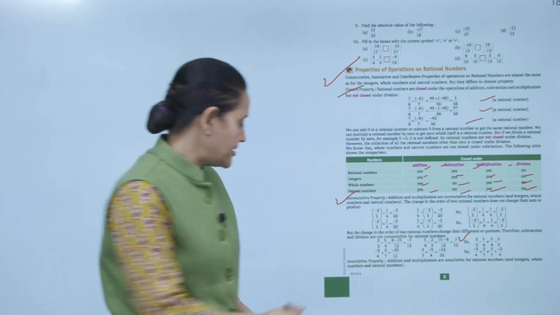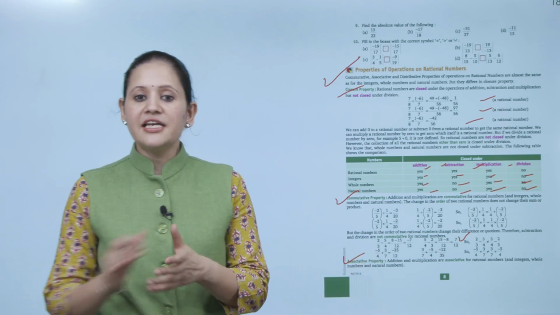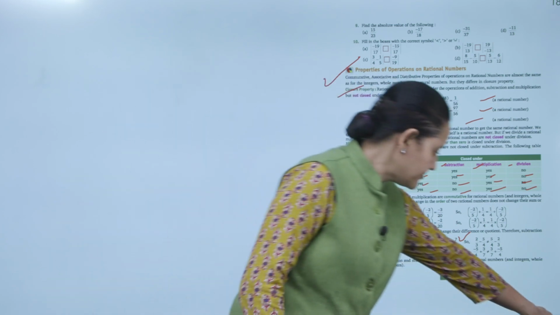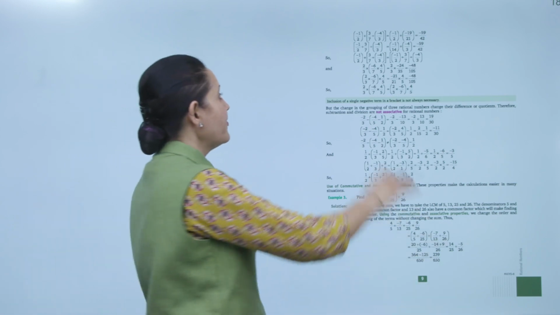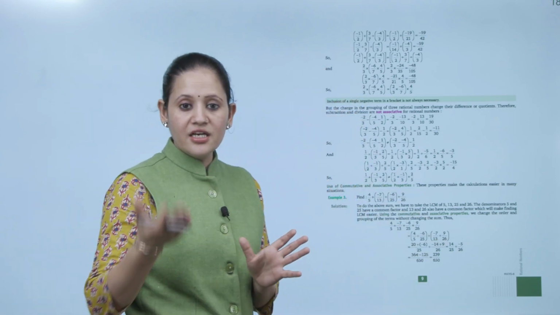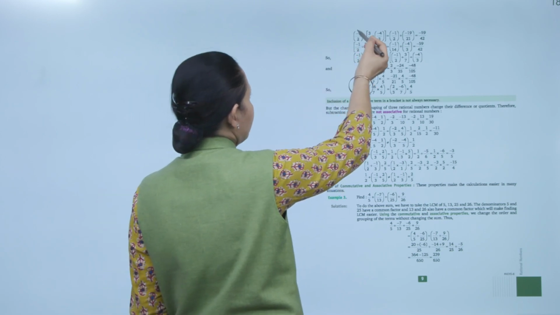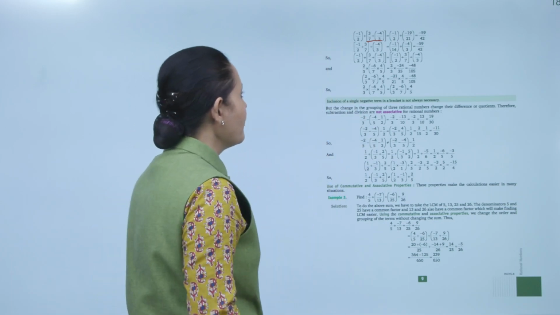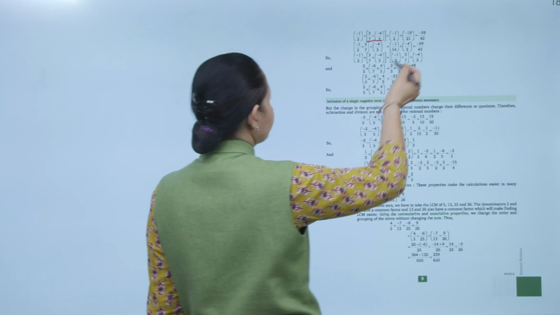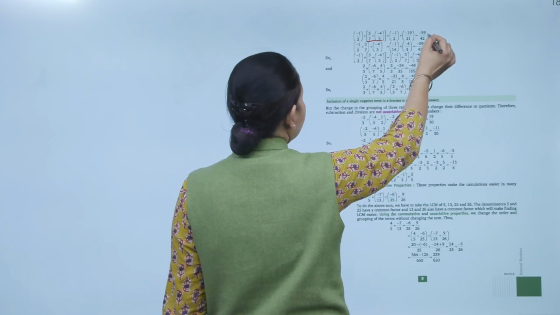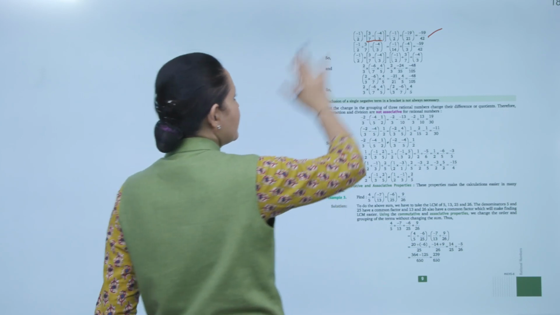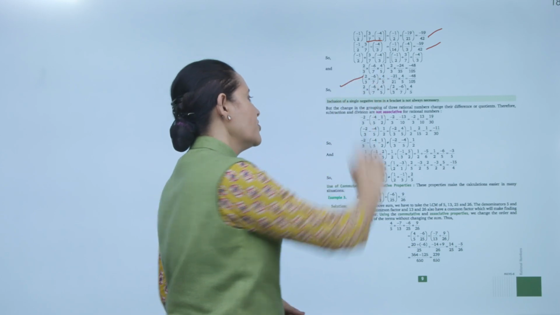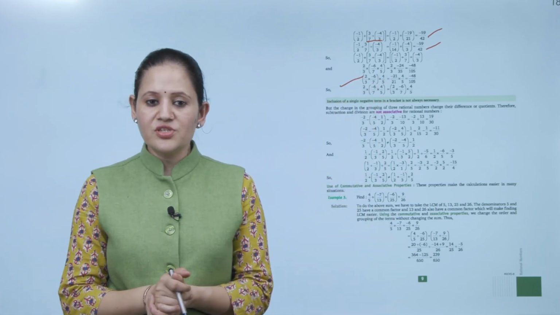Next is associative property. Addition and multiplication are associative for rational numbers, integers, whole numbers and natural numbers. Means we can group them in any way, the sum will remain same. Like minus 1 by 2, here first we'll add these two numbers and then to the sum we got, we added minus 1 by 2. So we'll get minus 59 upon 42. Now we change the grouping, again we'll get the same sum, minus 59 upon 42, and for multiplication also. So that is the associative property.